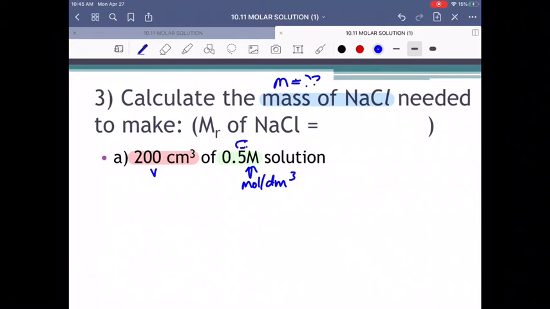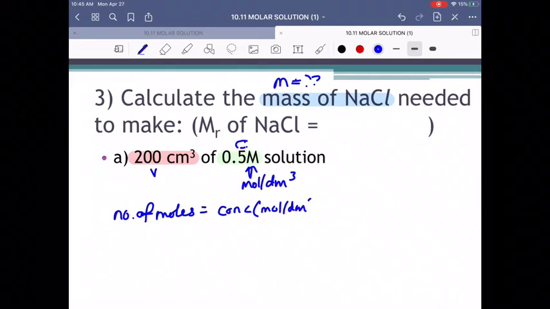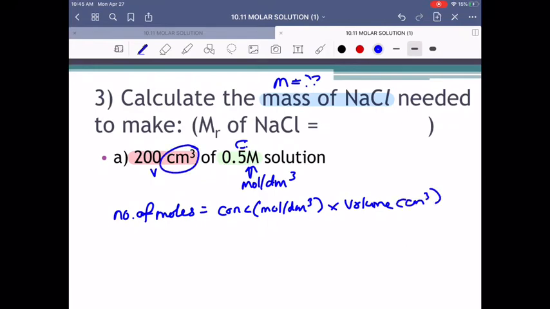So how do you find the mass? Since volume and concentration are provided, you can use the famous formula: number of moles is equal to concentration, mole per dm³, times volume in dm³. Because the given volume here is in centimeter cube, when you're given centimeter cube, you must divide by 1000. Okay, so let's substitute the values here.